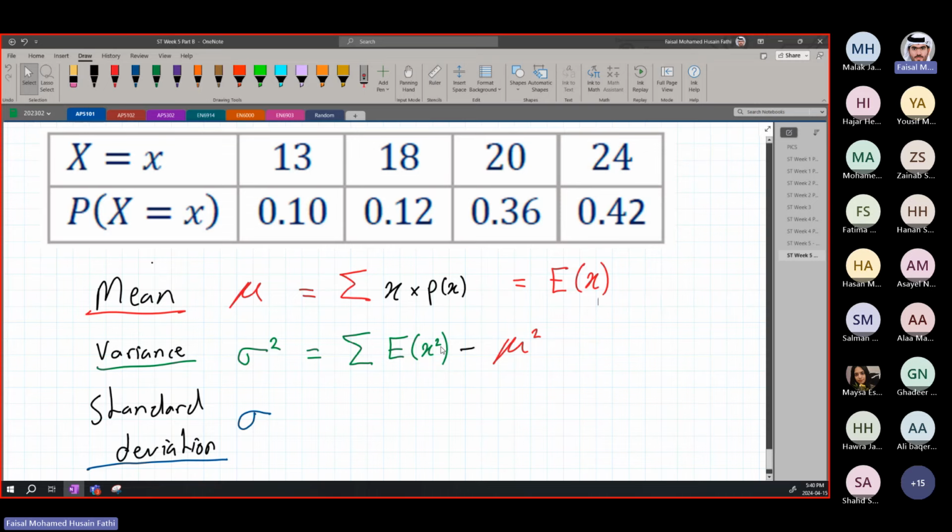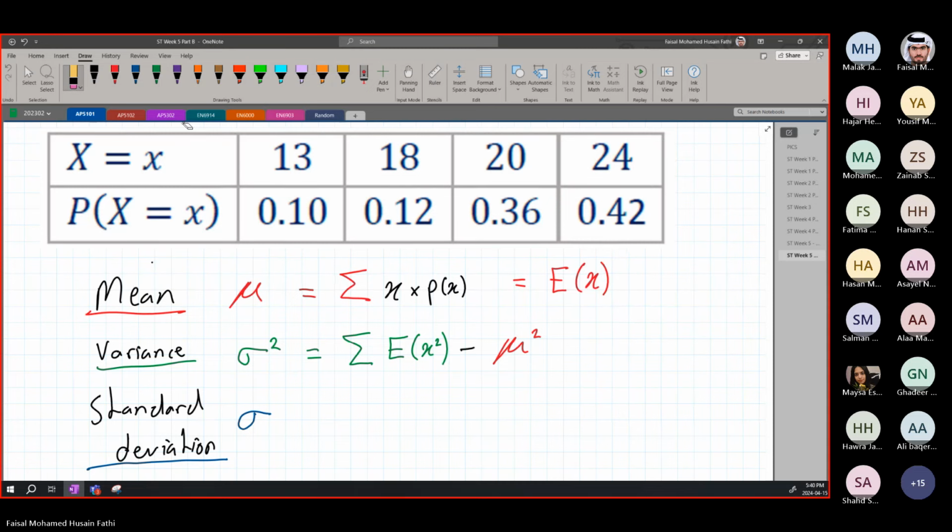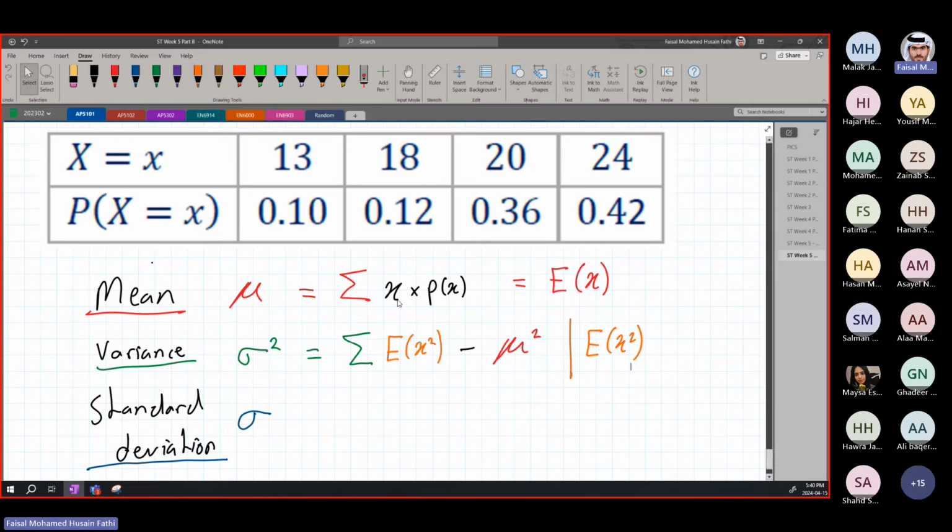So E of x squared is equal to the same thing as the mean. E of x is equal to the summation of x times p of x. E of x squared is going to be equal to the summation of x squared times p of x. That's all that this means, E of x squared. And we will see it in the form of a table. It will simplify all of this. I will show you how to just resolve it all. But this is what the equation for it is.